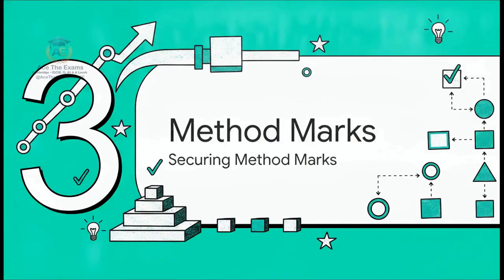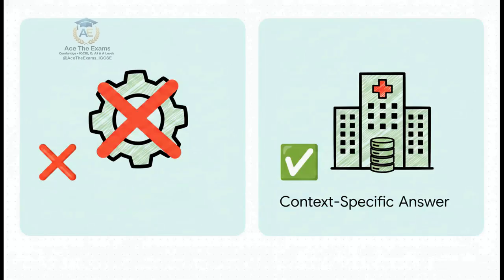Let's move to Section 3, securing method marks. This is where the magic really happens. Listen up, because this is the secret sauce. Examiners award points for your process just as much as your final answer. Let's compare a context-free answer versus a context-specific answer.